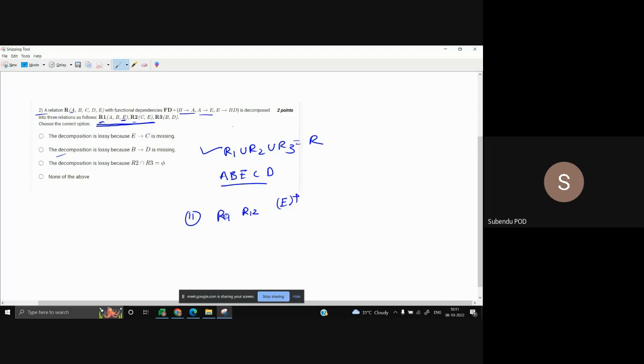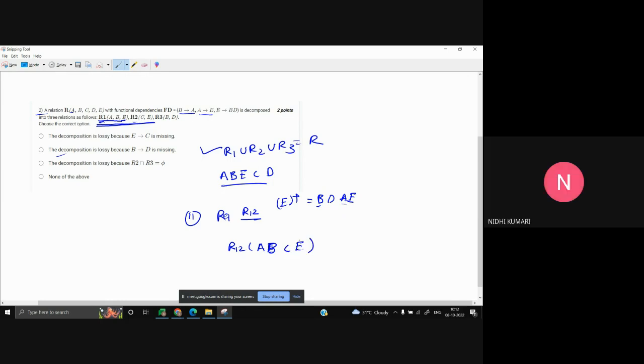If you find the E closure, what will you get? E determines B, D; B determines A; A determines E, right? So we can find A, B, and E. So E is the key in the R1 table. So R1 and R2 form a lossless join decomposition. So what will we get? R12 will be A, B, C, and E. Up to this is clear.